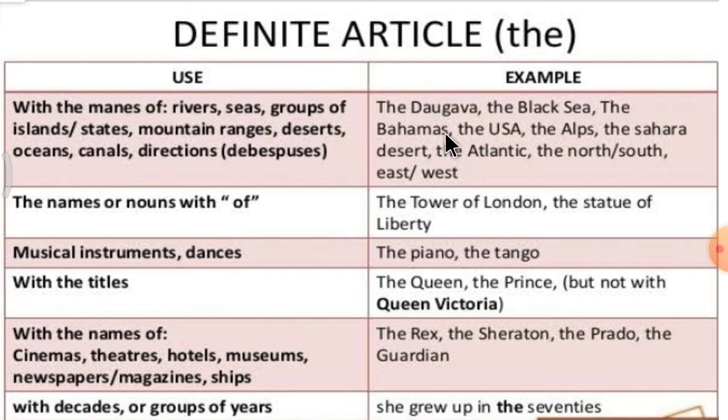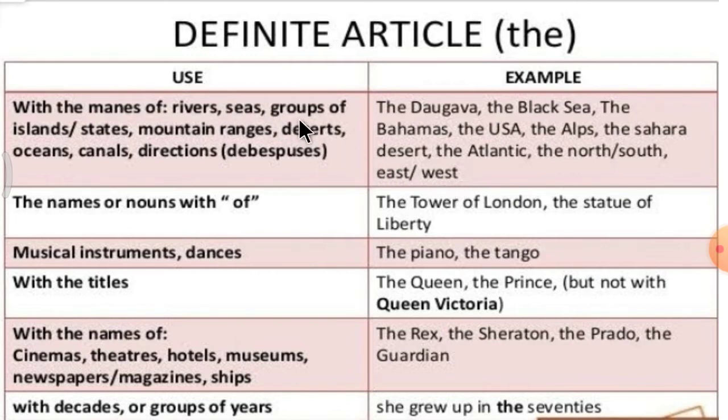Now let's see examples. The Daugava, that is the name of a river. So before the name of a river, we have to use the definite article the. The Black Sea, name of a sea. The Bahamas, name of islands. The USA, name of a state. The Alps, name of a mountain range. The Sahara Desert, name of a desert. The Atlantic, name of an ocean. The north, south, east, west, names of directions.